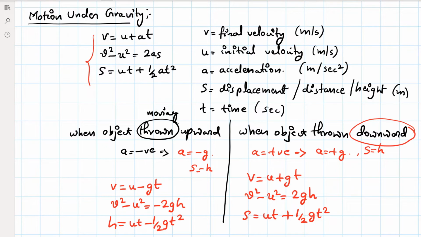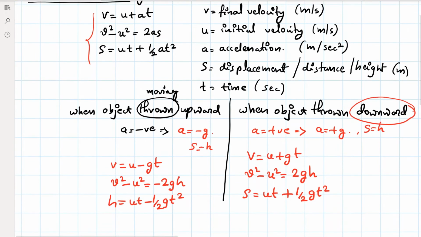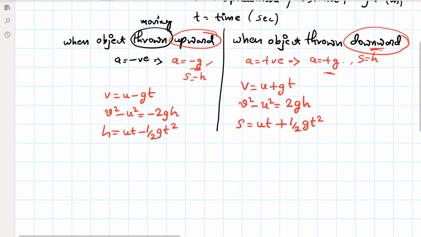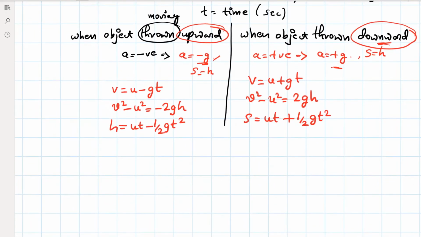These are the 6 equations depending on the condition. Actually 3 equations. Depending on the condition we have to take positive g or negative g. If the object is moving downward, we have to take positive g. If the object is moving upward, we have to take negative g. So let us see the first problem. I will take the first problem here.